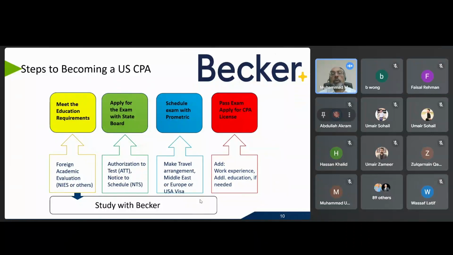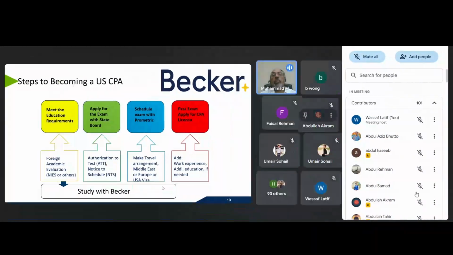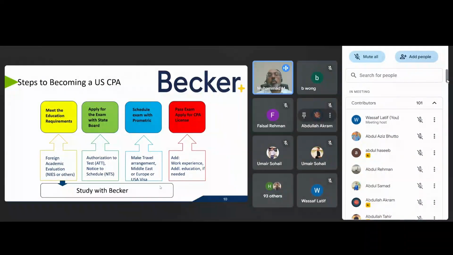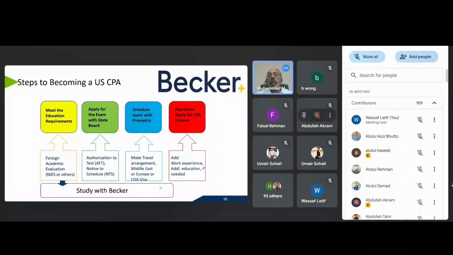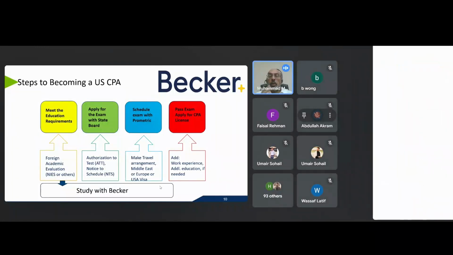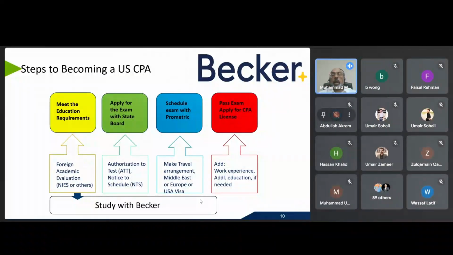You have to pay the fee at this stage. The earlier fee paid is just a small amount for registering with the State Board of Accountancy. But here in the blue part, you pay the exam fees of the exam you are going to take, for which you have the notice to schedule exam.